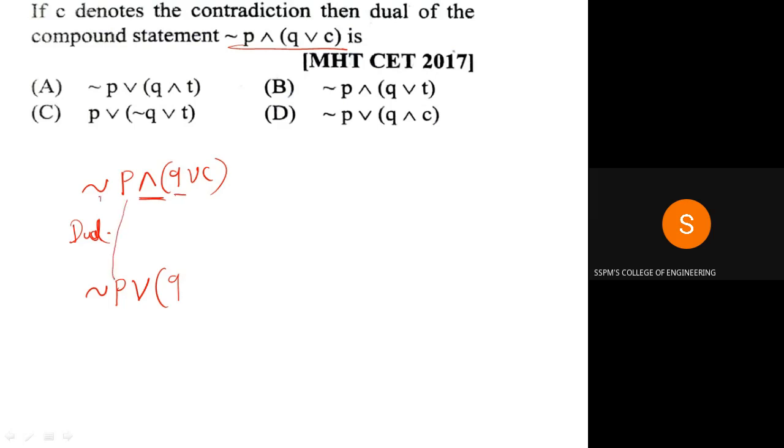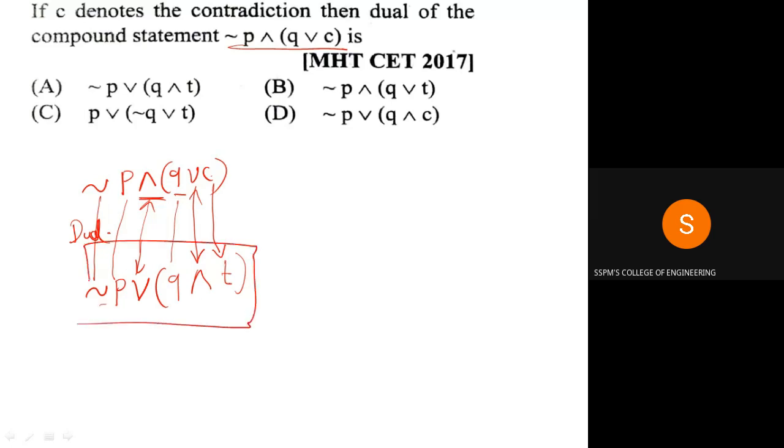The negation will be the same in the result, and P will remain P. Only the operators are interchanged, and will be changed to or. Q remains as Q. Again this part is or, so it will be replaced by and. Now C is given here, so C will be replaced with T. This is contradiction, and we will replace it by tautology. This is the result.